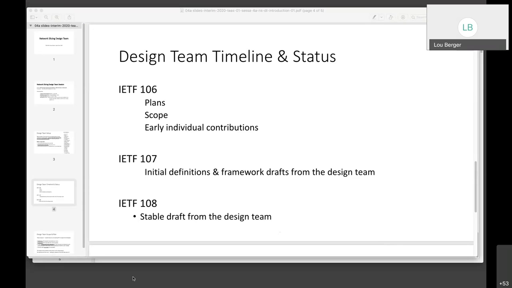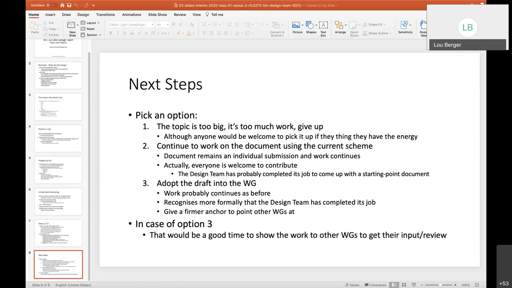Pavan, do you want to talk with chair hat on about the document, about the last question? Yes. I mean, adoption seems like the option that seems most viable.